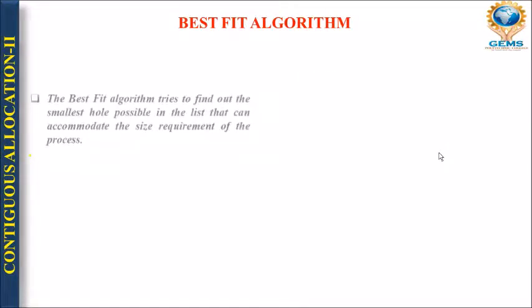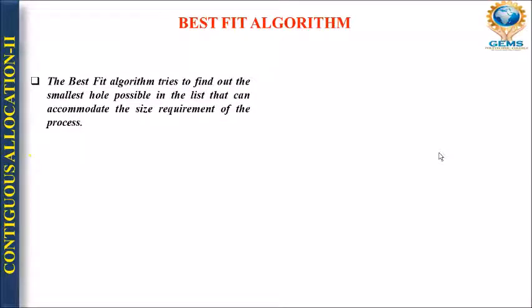Okay, now just go for the best fit. What do you mean by the best fit? The best fit algorithm tries to find the smallest hole possible in the list that can accommodate the size requirement of the process. See, what is the basic difference between next fit and best fit? Best fit tries to find the smallest hole among all the list, and after that it will allocate to the process. So using the best fit, it has some disadvantages also.